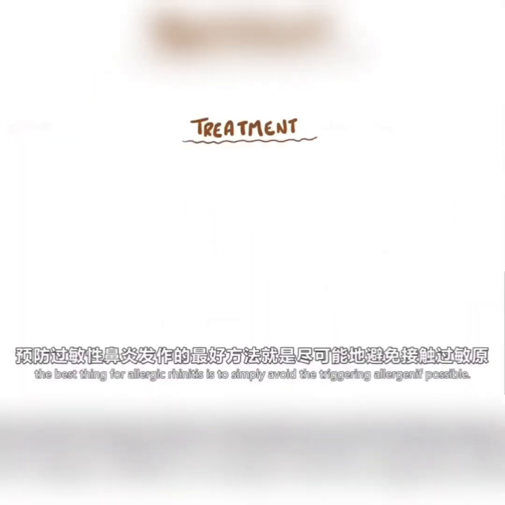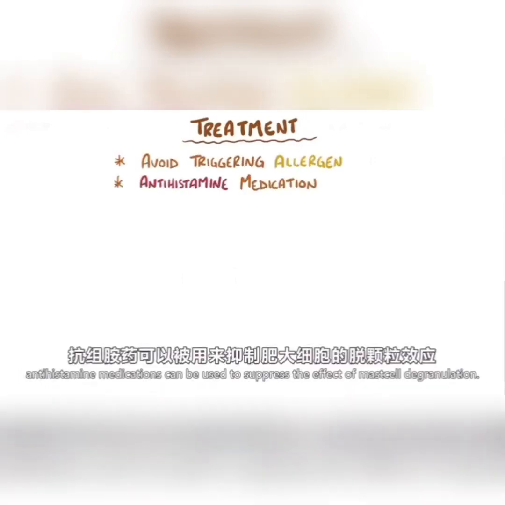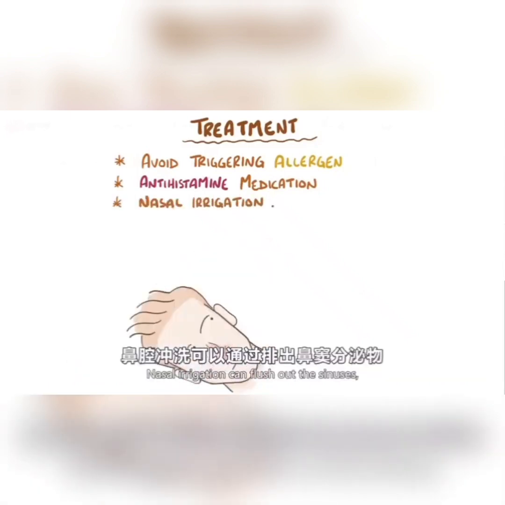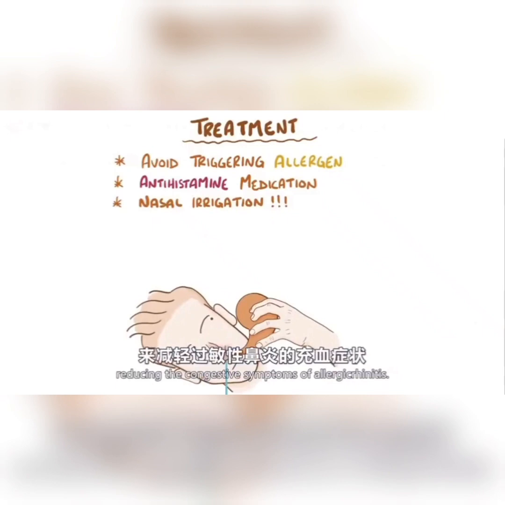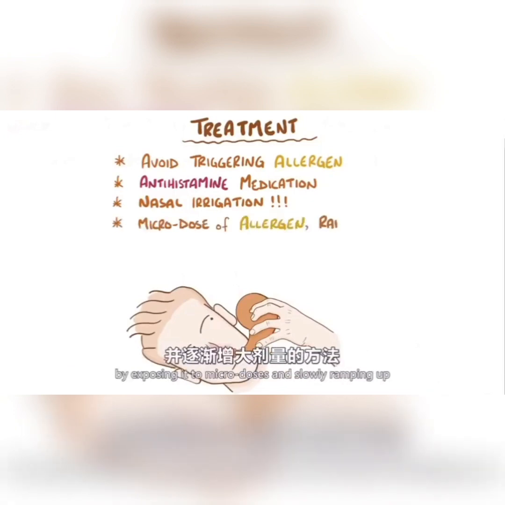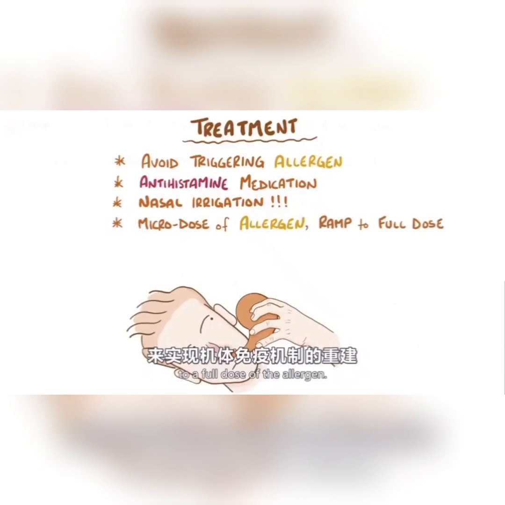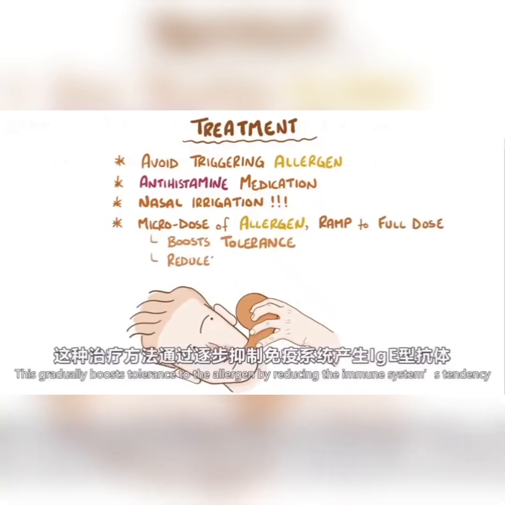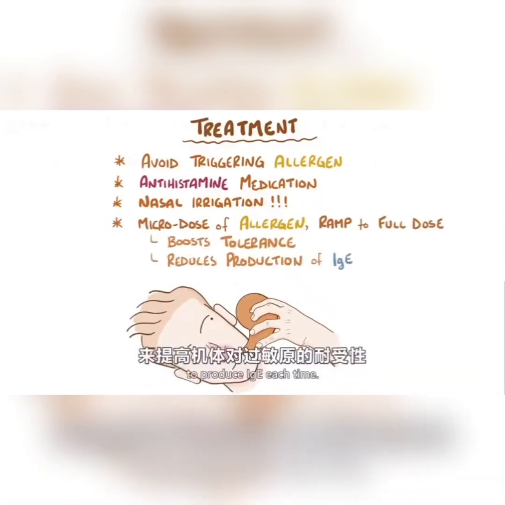Typically, the best thing for allergic rhinitis is to simply avoid the triggering allergen if possible. If there are symptoms, antihistamine medications can be used to suppress the effect of mast cell degranulation. Nasal irrigation can flush out the sinuses, which reduces the congestive symptoms of allergic rhinitis. In some situations, it's also possible to rewire the body's immune response to an allergen by exposing it to microdoses and slowly ramping up to a full dose of the allergen. This gradually boosts tolerance to the allergen by reducing the immune system's tendency to produce IgE each time.